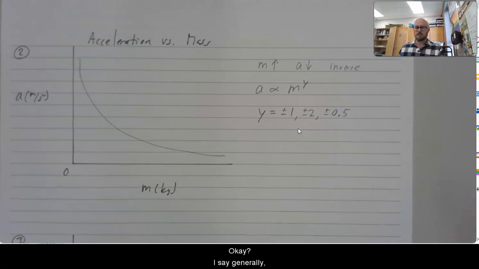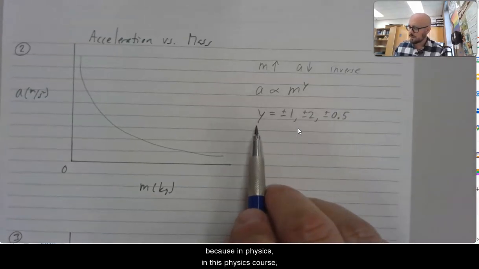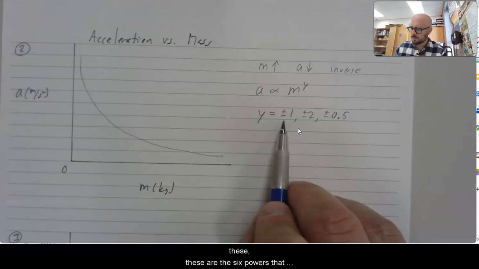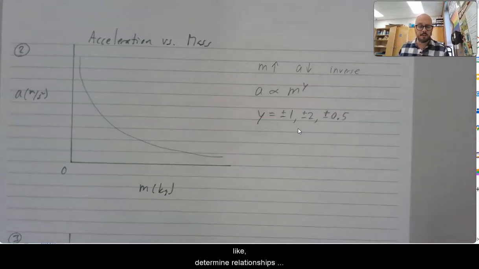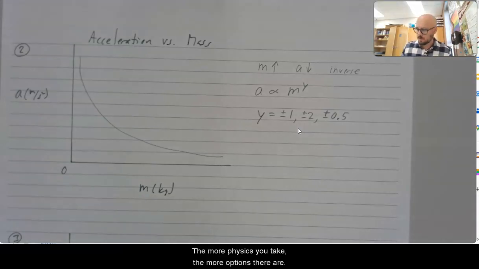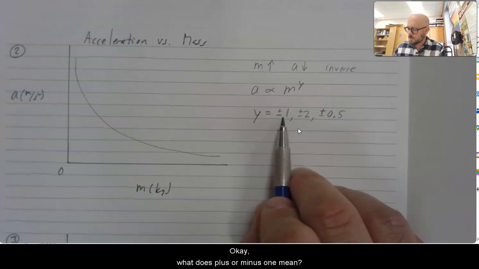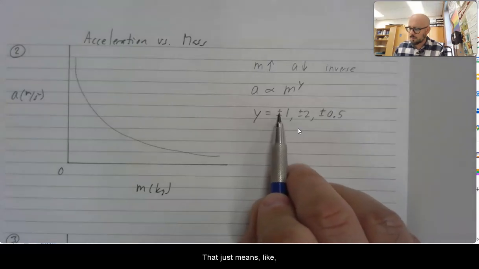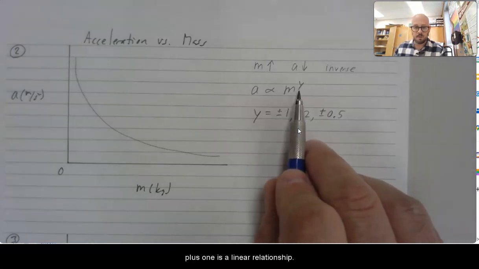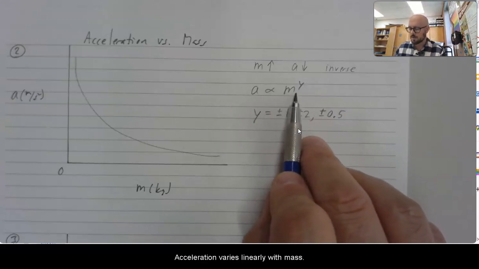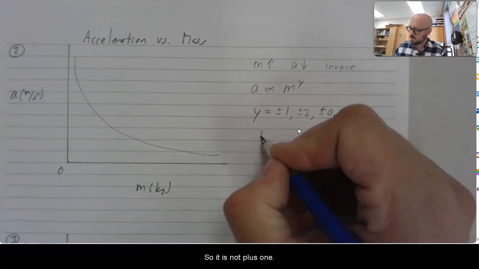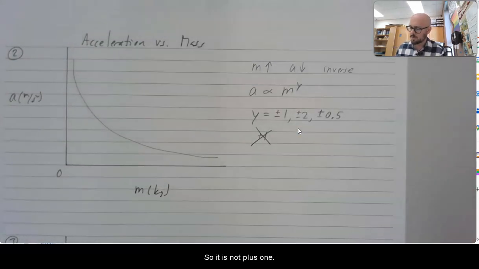I say generally because in this physics course, these are the 6 powers that you generally encounter when you determine relationships between variables. The more physics you take, the more options there are. Okay, what does plus or minus 1 mean? Plus 1 is a linear relationship. Acceleration varies linearly with mass. That's not the case. So it is not plus 1.